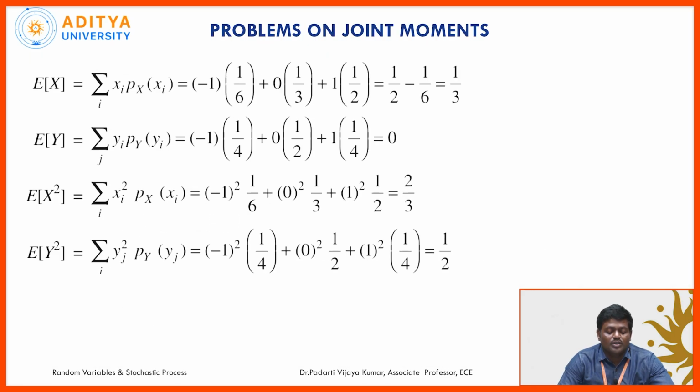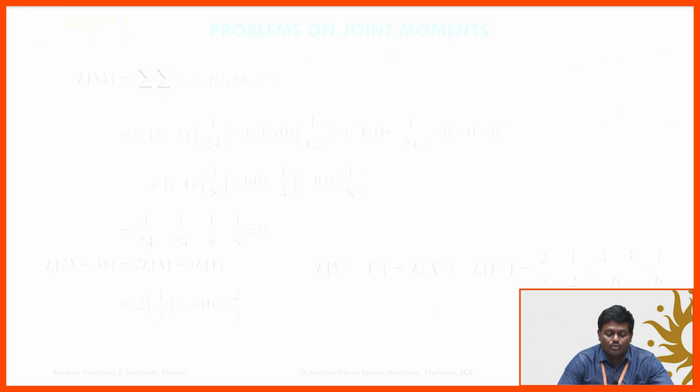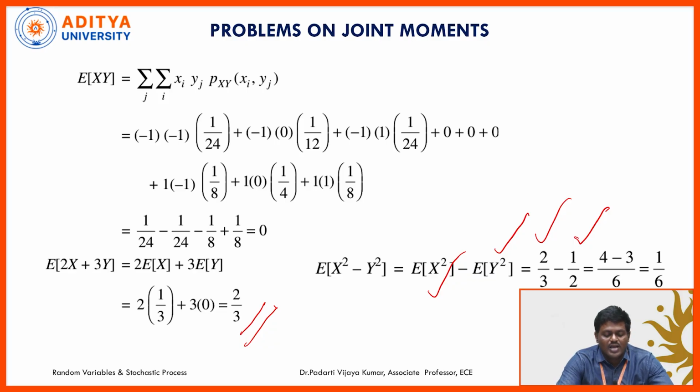We are also asked to compute the joint expectation, which is also called the correlation Rxy, which is also called sigma xy, mu 1 1. Now we need to compute the correlation. The formula for correlation is expectation of xy equal to the summation of xi yj p of xi comma yj. Substituting the joint probabilities, we get the joint expectation or correlation as 0. That means there is no relationship between the random variables x and y.